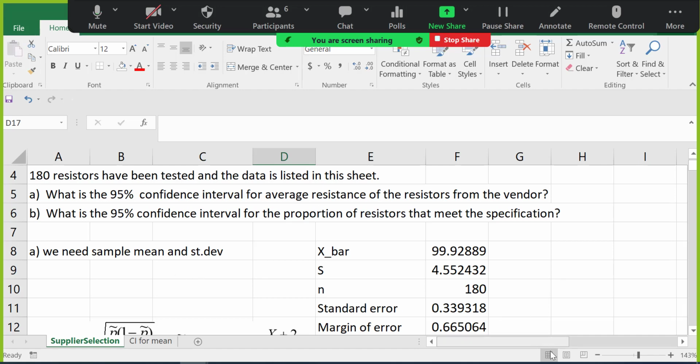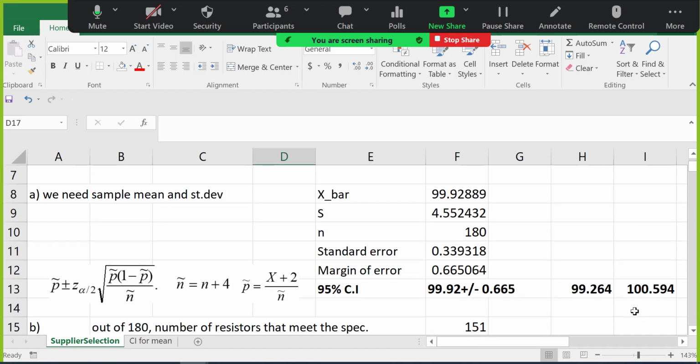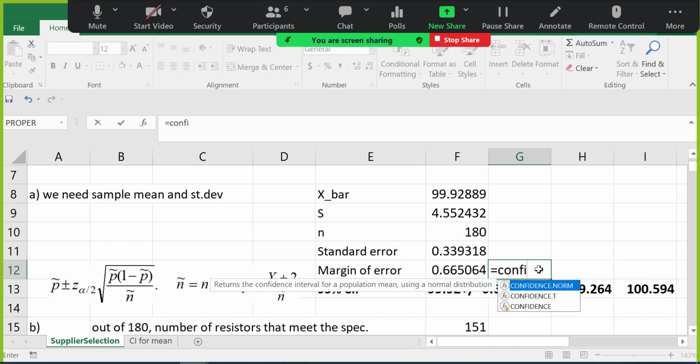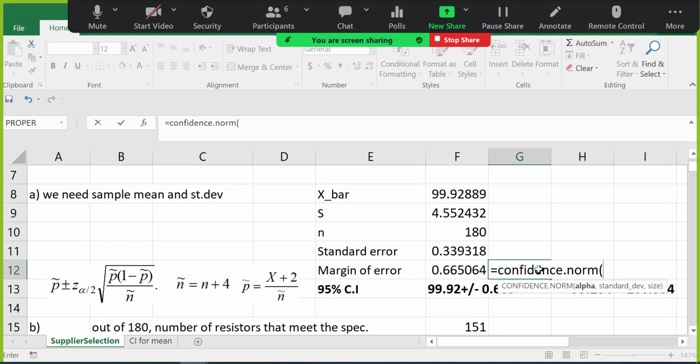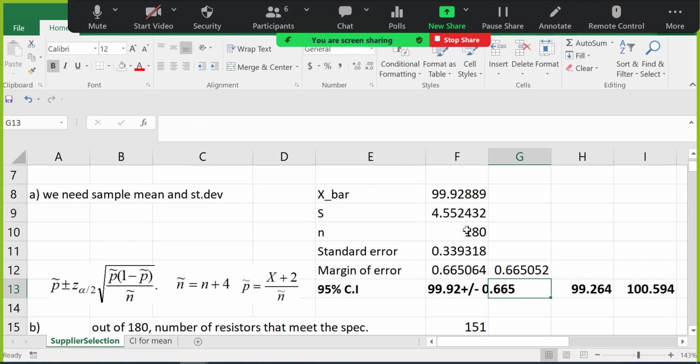We also have the confidence interval for the mean. We can directly use the Excel formula. I just put our margin of error part, equal to CONFIDENCE. If you use z-value, you just use CONFIDENCE.NORM. Your alpha, 95%, so alpha is 0.05. Standard deviation, sample size. So it's just one step that gives you the answer.